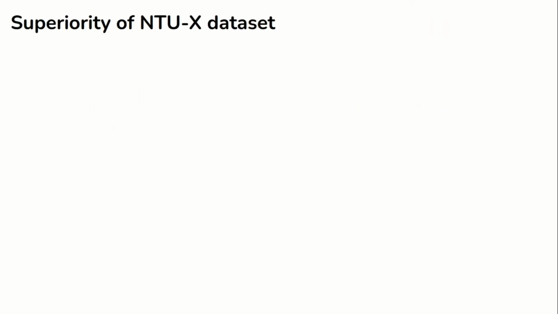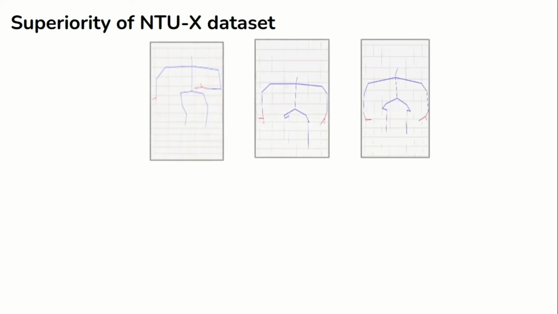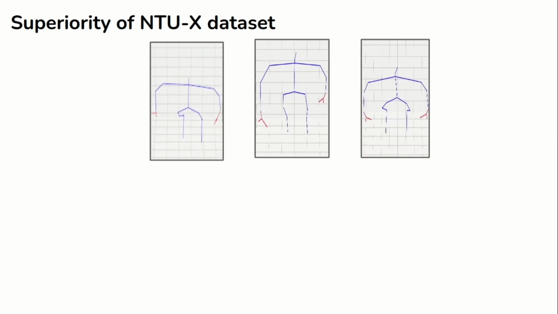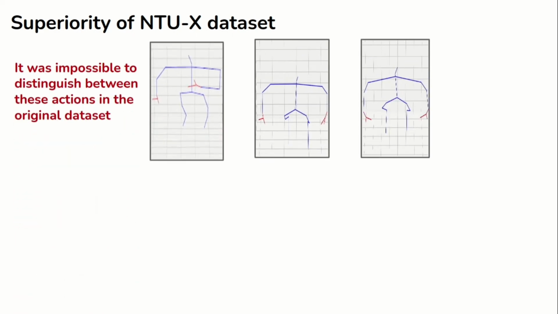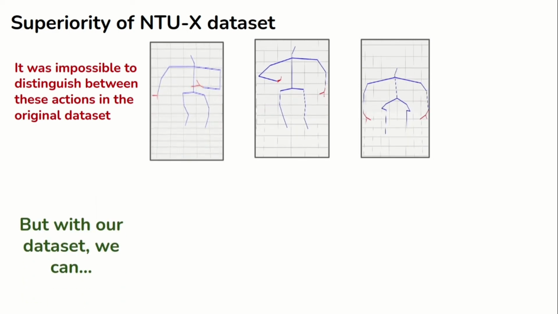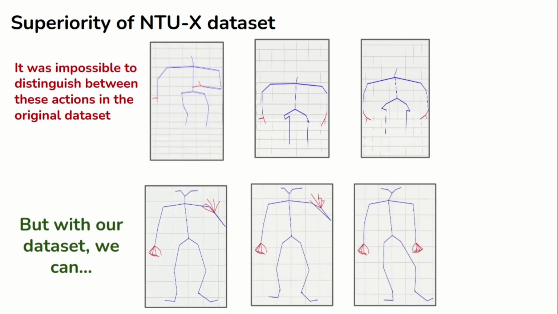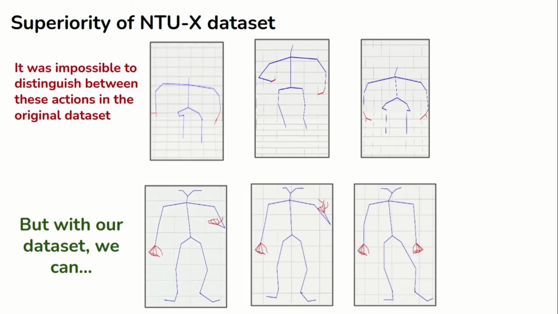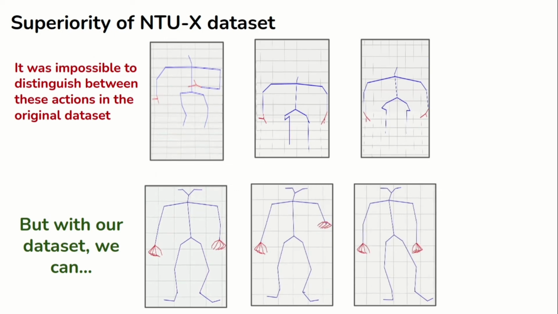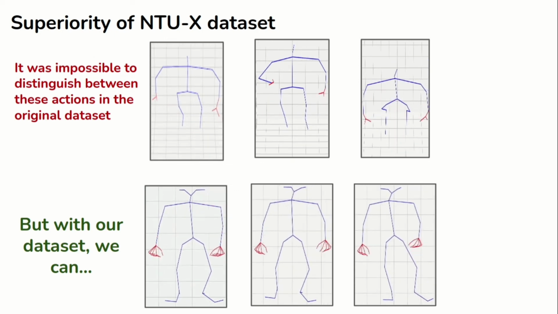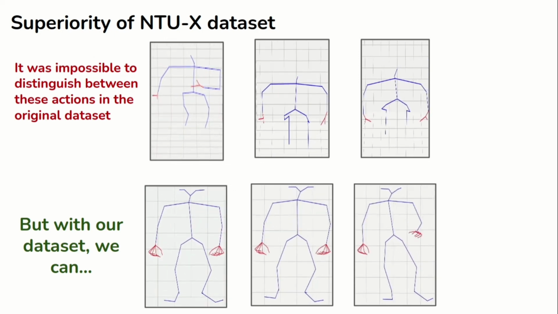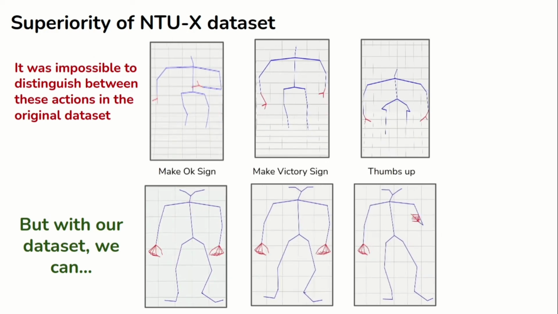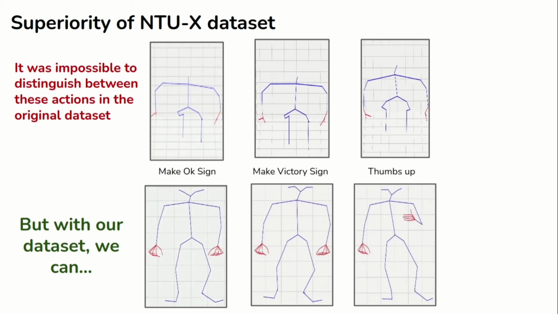Here we present some qualitative results to show the superiority of our NTU-X dataset over the original NTU dataset. As was shown earlier, it was impossible to distinguish between these actions from the original dataset. But now with our newly proposed NTU-X dataset, we can identify these actions even without looking at the class label. The skeleton sequences at the bottom are from our NTU-X dataset, and we can see that they are much more stable and comprehensible as compared to the ones from the original dataset.